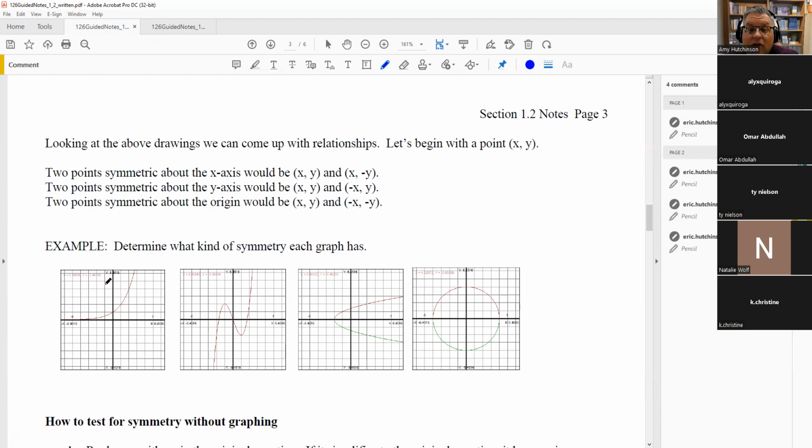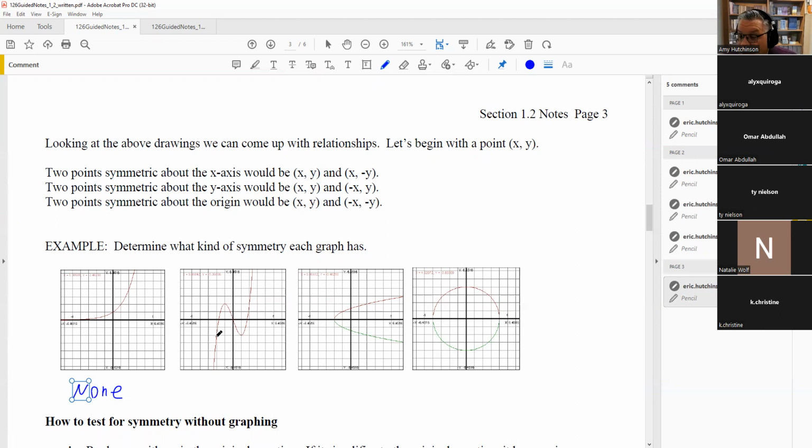So it doesn't have x-axis symmetry either, and I don't have anything in opposite quadrants. So this one, I'm just going to put none. Okay, so it doesn't have any of those symmetries. No x, no y, or the origin symmetry.